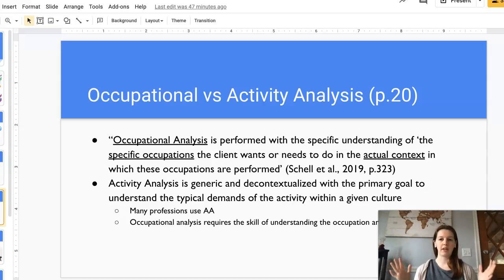Now, right now we're really stepping back, we're starting with the basics, and we're focusing on the activity analysis, because in order to be able to complete an occupational analysis, you have to be able to complete the activity analysis, right? Because the activity analysis is the generic decontextualized. Once you get that, once you're expert in that, you're able to add the extra skill of understanding the occupation and the context.